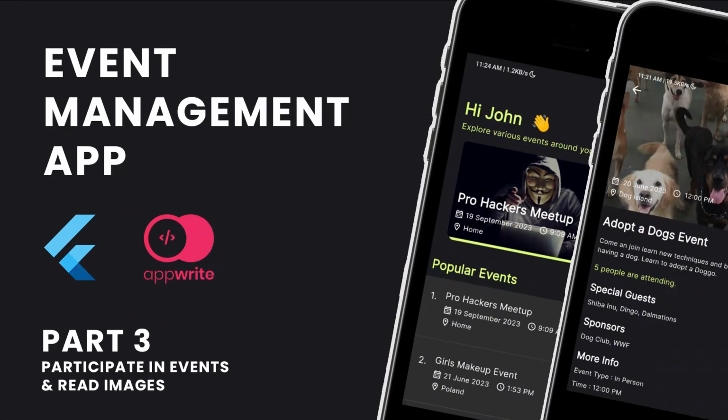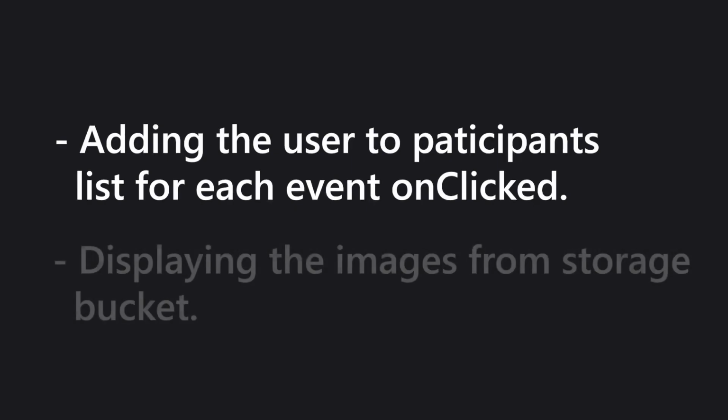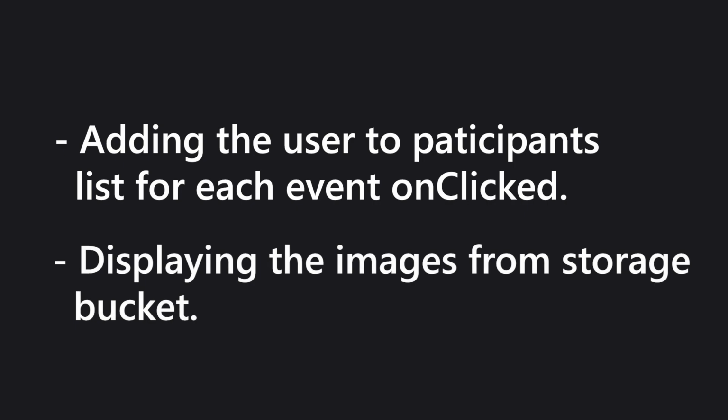This is the third part of this video series, so if you have not watched the previous part 1 and part 2, you might face some difficulties, and we have almost completed 50% of our app. In this video, we are going to mainly focus on adding the users to the participants list of our events collection individually. And we are also going to read the images from our Appwrite storage bucket. So let's begin.